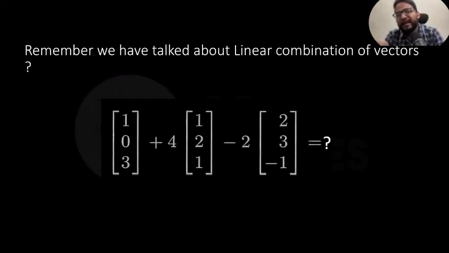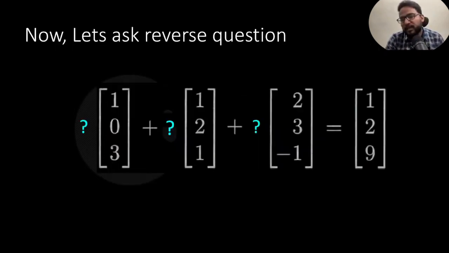So remember, I have just told you that we have asked this question, that how to find the linear combination of the vectors. I think that way was very easy for us. Now we are going to flip this question. Instead of asking how to find the linear combination of the vectors, I am just going to say that okay, the linear combination will be given to you. How to find the coefficients? That's going to be an interesting question, isn't it?